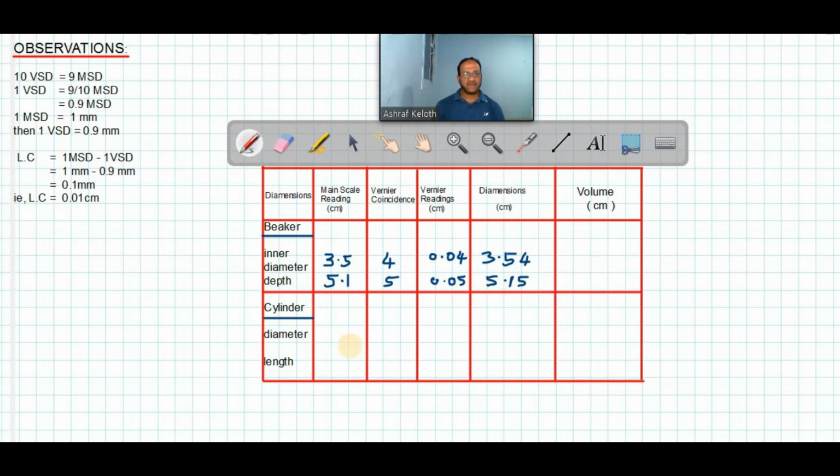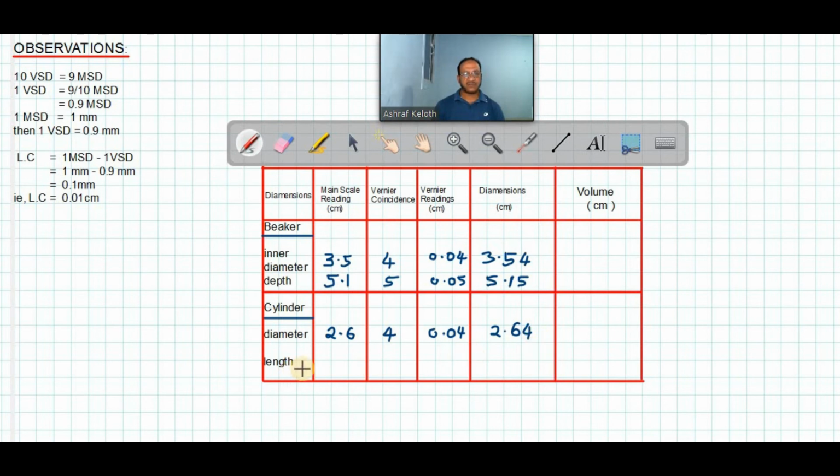Now for the cylinder, when we measure the diameter of the cylinder, we got the main scale reading 2.6 centimeters. And the vernier coincidence was 4, and multiplied by the least count we'll get 0.04. Now adding the vernier reading and the main scale reading, we'll get 2.64. Means 2.64 centimeters is the diameter of the given cylinder.